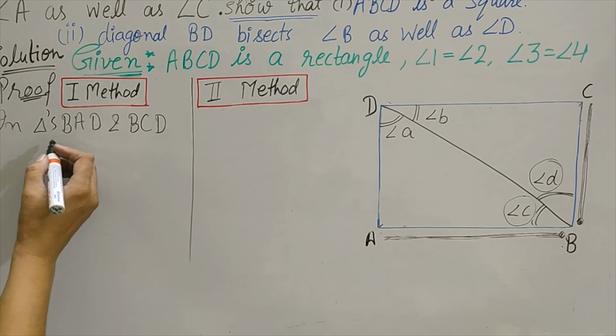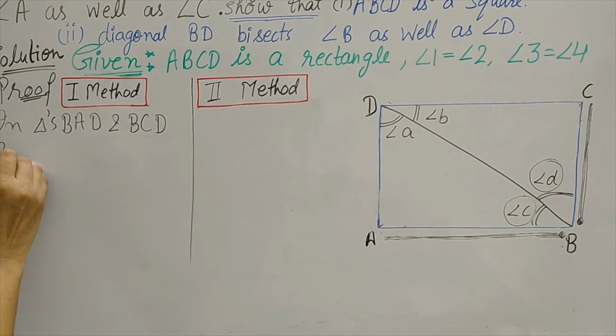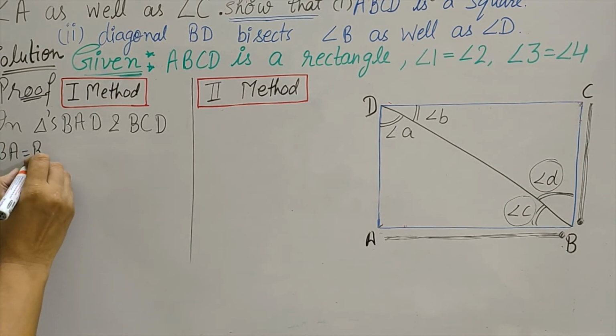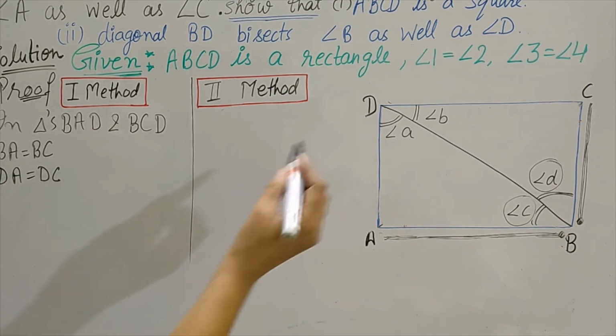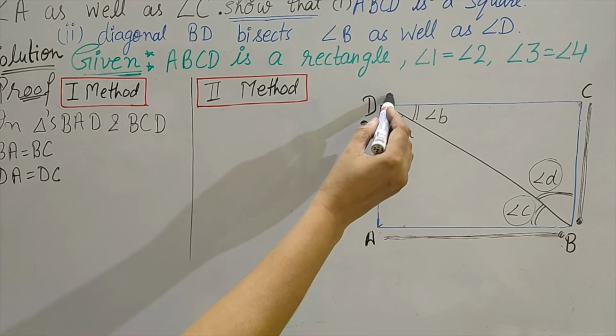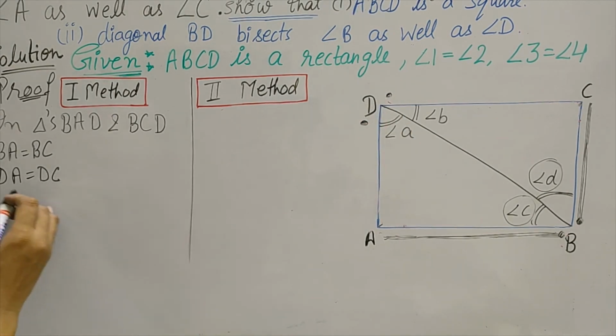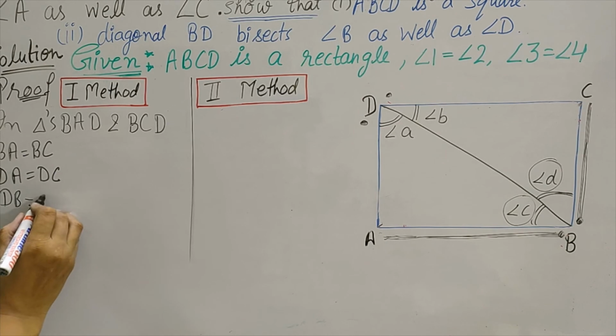Okay? So in these two triangles, let's write the same logic. BA is equal to BC. Okay? And DA is equal to DC. As for point D, we are going to take corresponding to D. So DA is equal to DC and third side, DB is equal to DB.